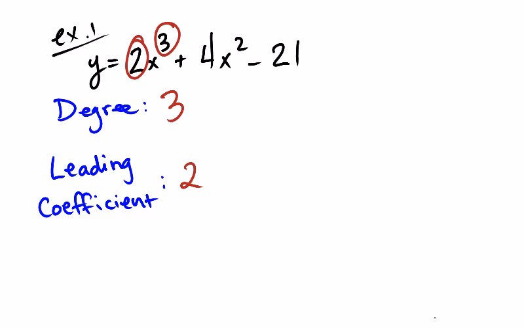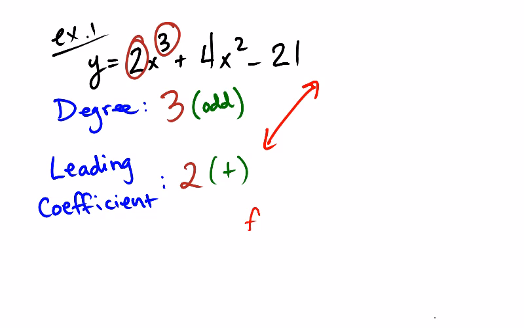And so the degree is odd, and the leading coefficient is a positive number. So when you have a function that is odd, you want to think of a line. Think of a line that has a positive slope. Looks like this. That means that the graph of this function, y equals 2x cubed plus 4x squared minus 21, is going to go down to the left and up to the right.